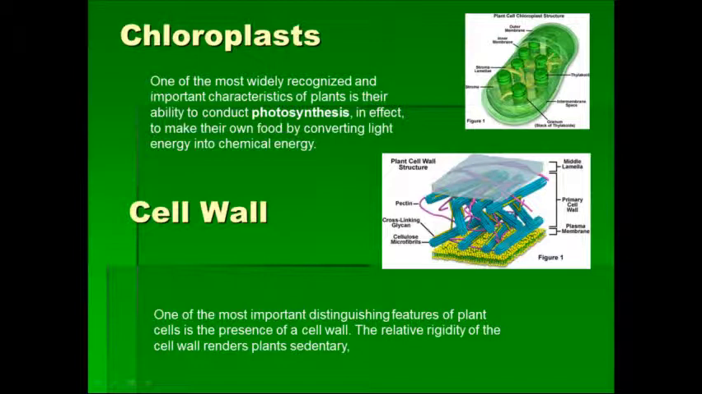Now, the cell wall is one of the most important distinguishing features of a plant cell. It is very rigid, and it gives the plant its shape, that form that all plants have. They need that because they have to build on themselves as they grow larger in size.